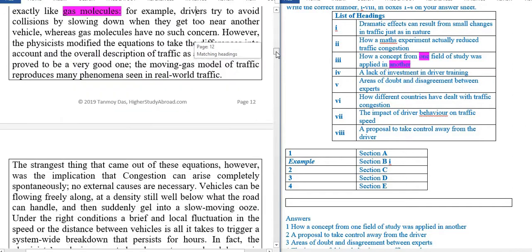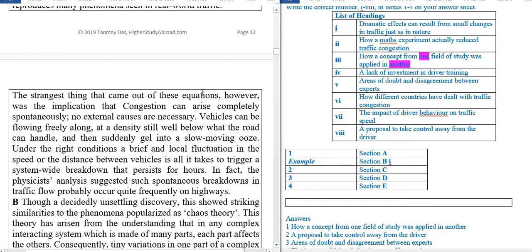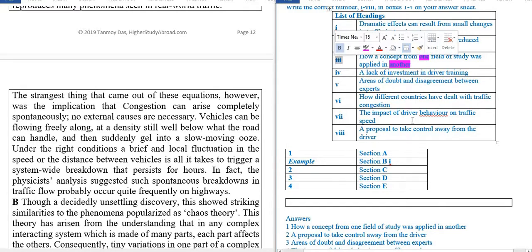Let's check from the second paragraph. The physicist analyst suggested a spontaneous breakdown in traffic flow. Here is the concept from physicist and it is applied in highway or transportation, we could say. So obviously the answer is number 3. This is the answer.